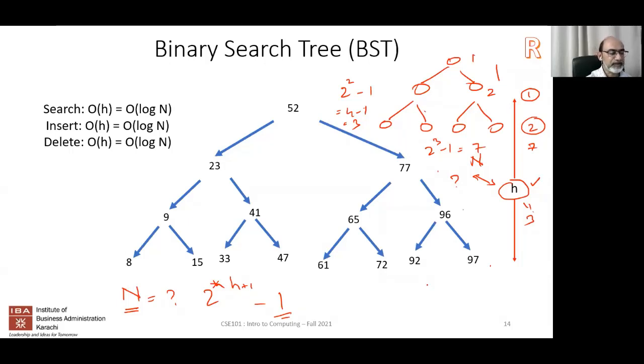So essentially what we're saying is, if n is equal to 2 to the power h plus 1 minus 1, then what's the relationship between h and n? Can we say that order of h is equal to order of log n? How would we show that? Or can we roughly say that? Any ideas? Yes, go ahead.